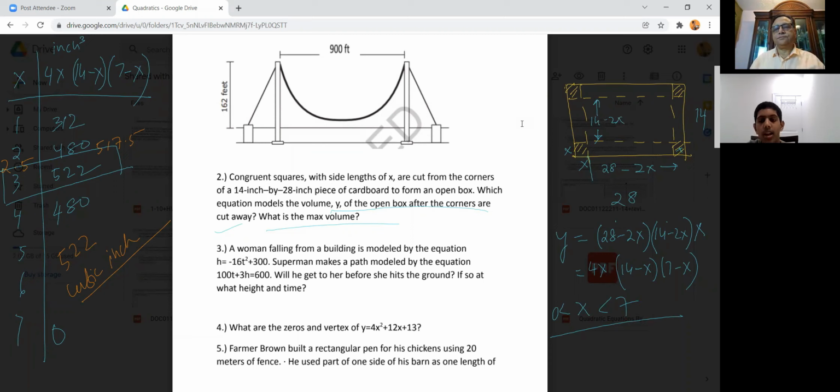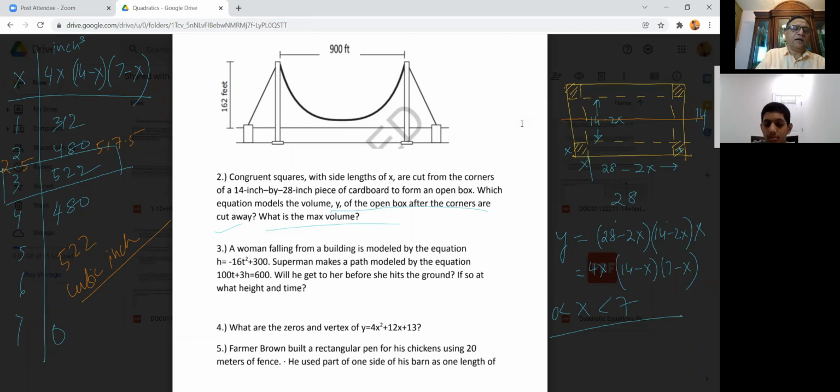Because 7 is the max. It's between 0 and 7. If I go x halfway, right? After that, I cannot go, right? Half of 14, which is my shorter length width, correct? So that was my limit. And at 7, I get a value which is 0.